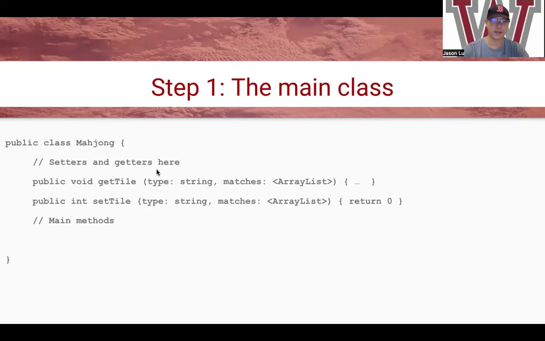So getTile gets a type string, which is the type of Mahjong tile, and then matches: how many Mahjong tiles do you match to score? Back in the old Windows, the baby Mahjong, you match tiles and then you get a score. The OG Chinese Mahjong has that as part of scoring, but the entire game of Mahjong is not only that, it's much more complicated. And of course, setTile, you can set the tiles on the Mahjong.